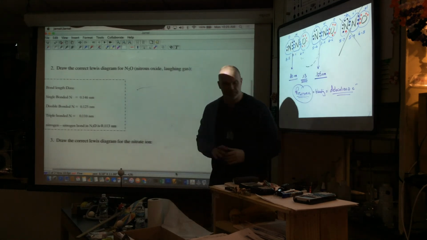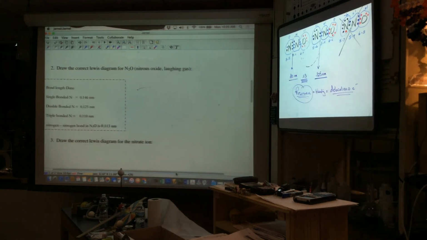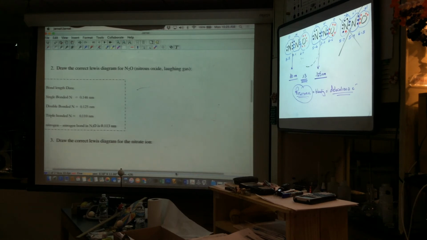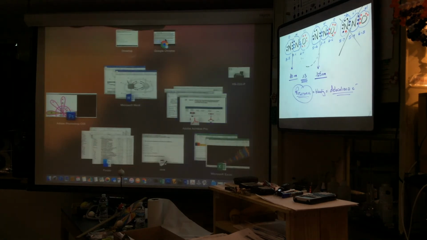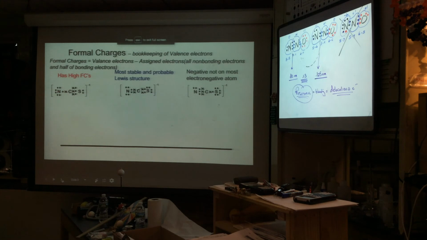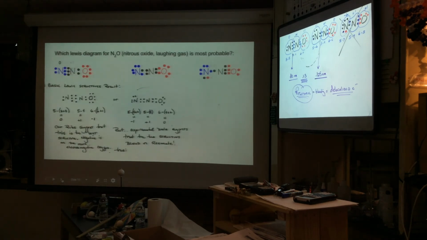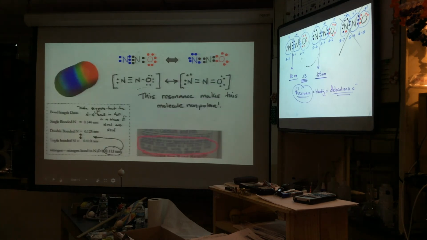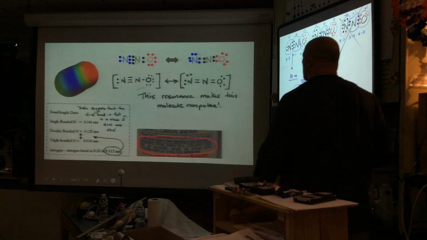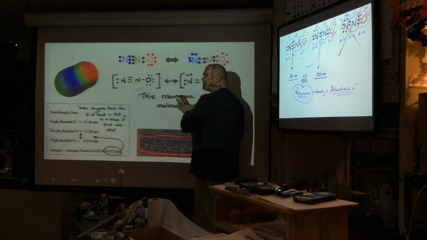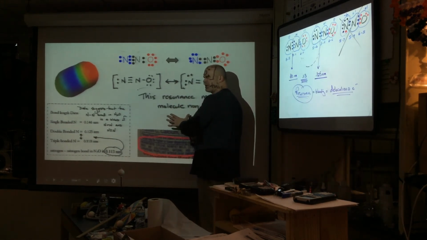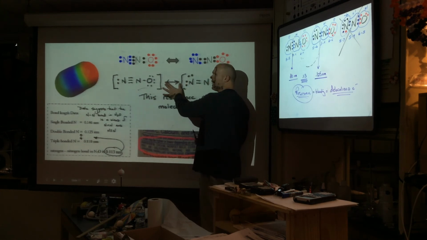And something else. N2O, as we talked about, is the propellant in whipped cream. So going through all of this, you could go through this like I did. And so there is the resonance structure. When you do have resonance, and I'll show you how you identify that in the next example, you draw both structures with a double arrow.